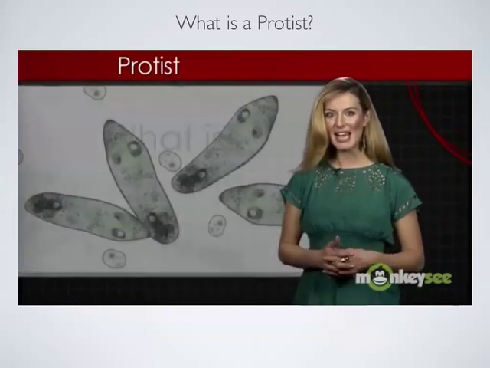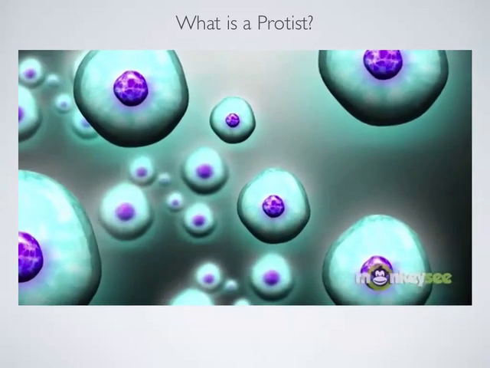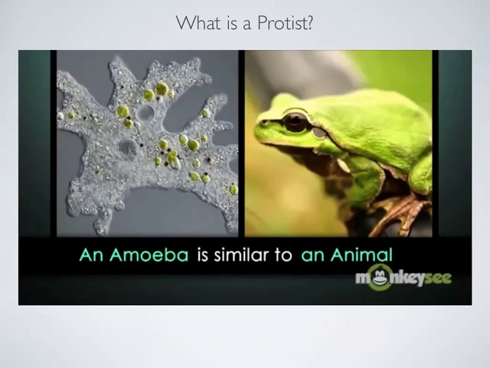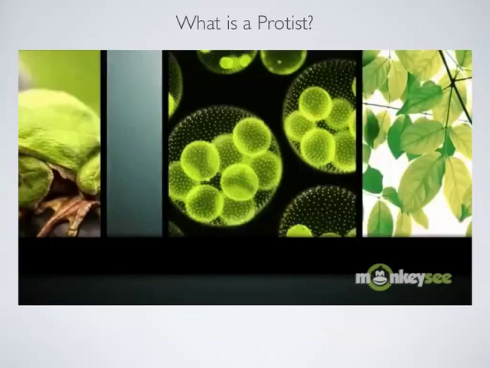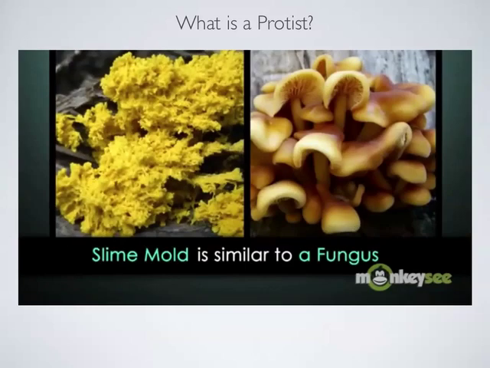Protists are organisms that have a nucleus and other membrane-bound organelles. Most are one-celled, and they are classified as plant, animal, or fungus-like, meaning they have things in common with these organisms, but they're not quite the same thing. This is because they're relatively simple and don't have tissues and organs.